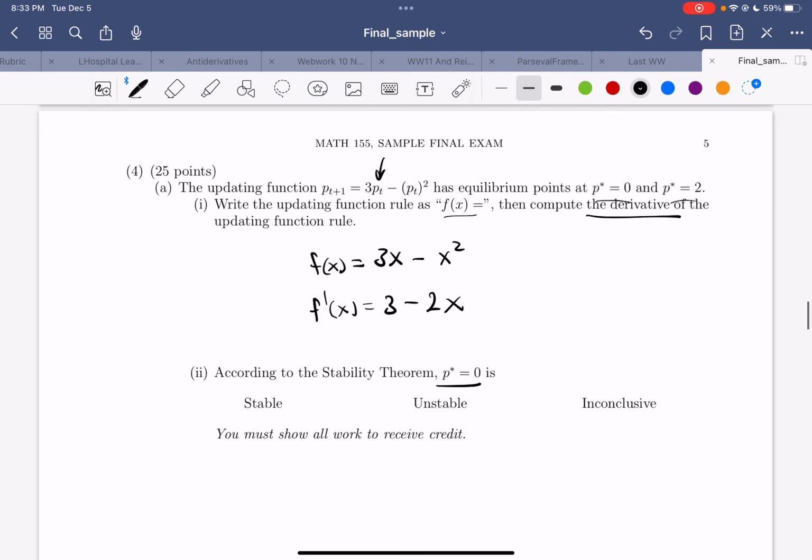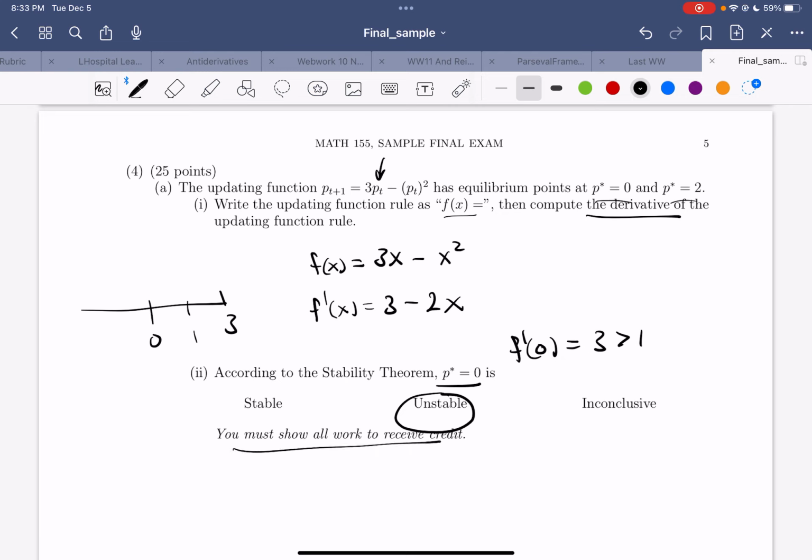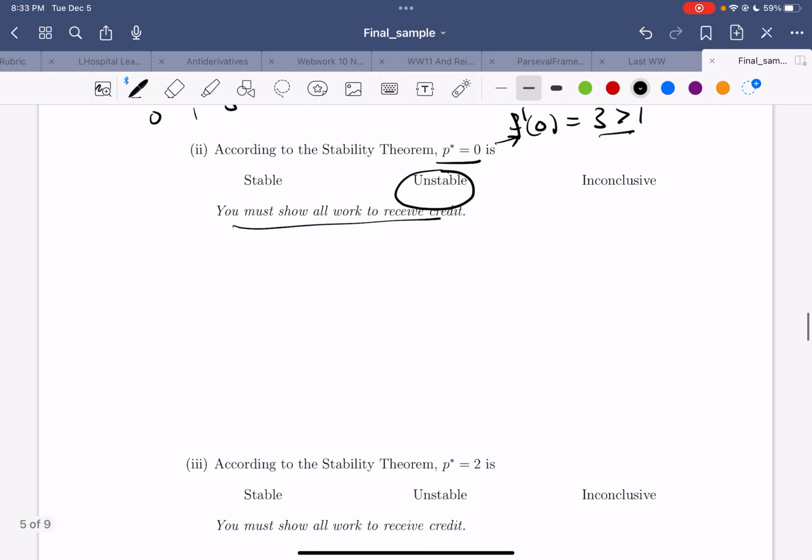According to the stability theorem, what can we say about this? So we have to look at the slope at 0, the derivative at 0. We get 3. And an important little fun fact about 3 is it's bigger than 1. So this is unstable. So we should say, bigger than 1 is unstable. All right, and so you must show all your work. Our work was we plugged in 0 and realized it was bigger than 1. Okay, that's what they're looking for.